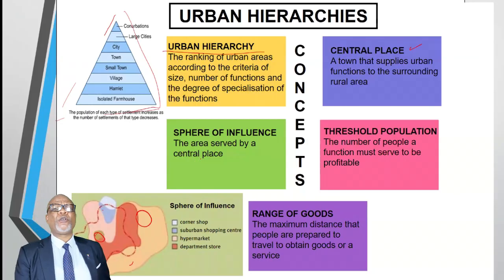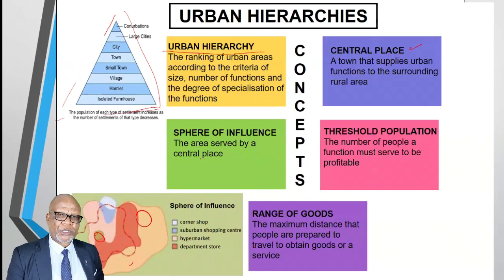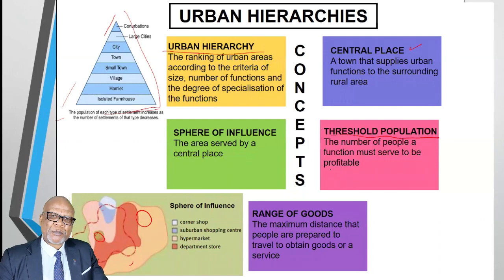For example, we can look at your school as a business. What is the sphere of influence for your school? It will be the community where you're coming from. And now, because the school is a low order center, the school will have a smaller sphere of influence. And then we have what we call threshold population. What is threshold population? It refers to the number of people required to make a business profitable.